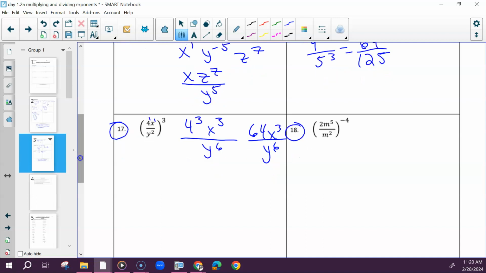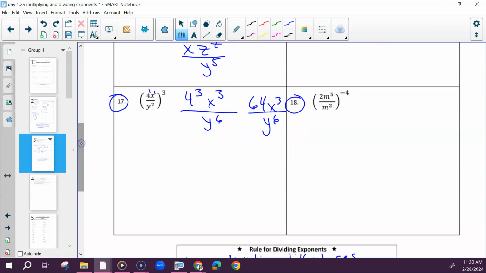With 18, if you're using your order of operations, you can do one of two things. You can either simplify what's on the inside first and then distribute the -4, or you can distribute the -4 and then go with whatever's left. So I'll show you that both work. If we were dealing with what's on the inside, I have like bases. We're going to subtract those. 5 minus 2 will give us 3.